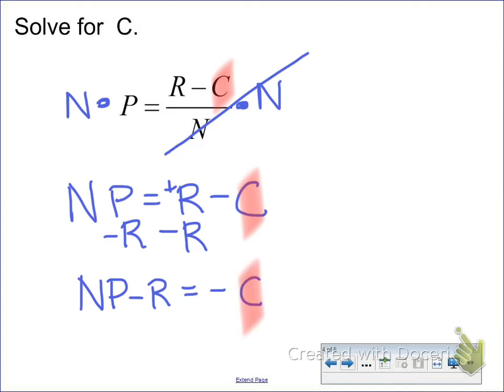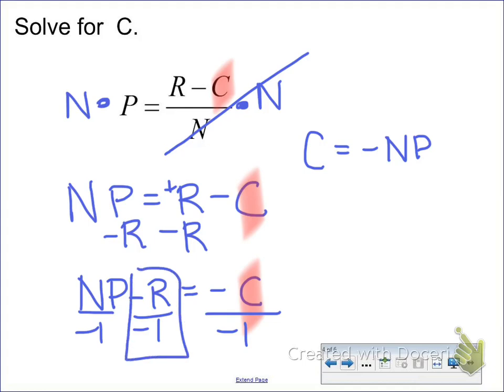Well, the problem is that c is still not by itself. So what we need to do to solve for c is divide by a negative 1 and divide all terms on the other side by that negative 1 as well. Since we got rid of the negative, c is solved for, and we get c is equal to, now np has a negative sign in front of it because we divided by negative, and now because we had negative over negative for r, we get plus r. So c is equal to negative np plus r.